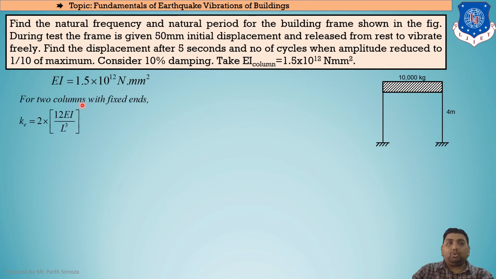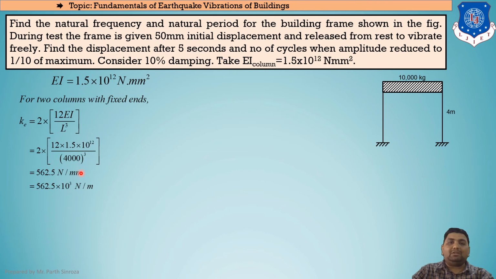So for now, two columns which are having fixed ends, the effective stiffness will be equal, for both the columns, to 12 EI by L cube. Length is the same in both the columns, so we can multiply by 2. So 2 into 12 EI by L cube. EI is already given in the question. So solving it, we are getting an answer of 562.5 Newton per mm.